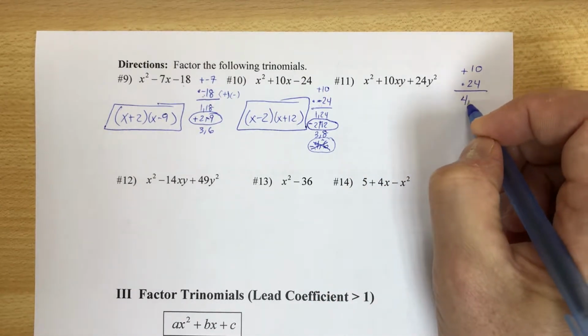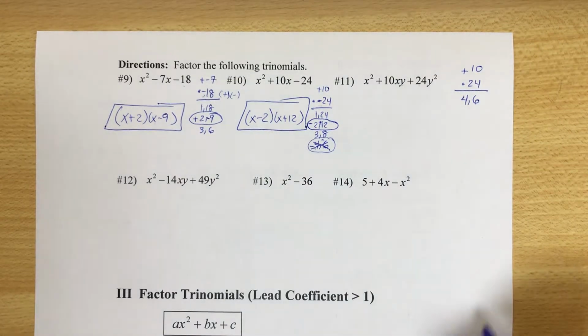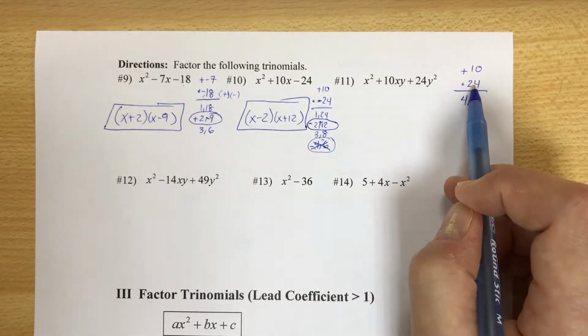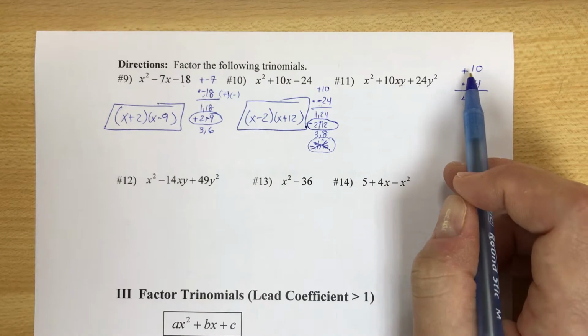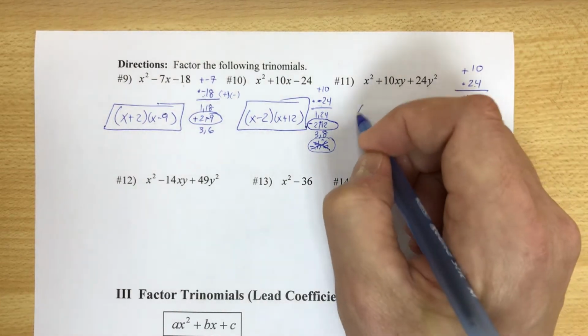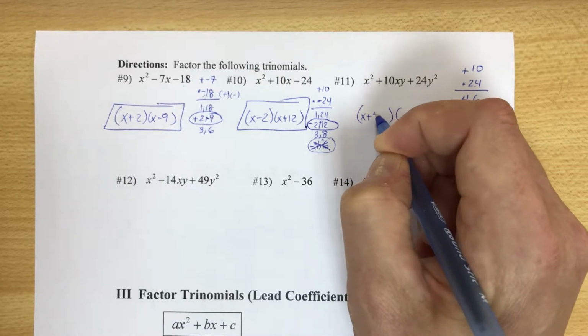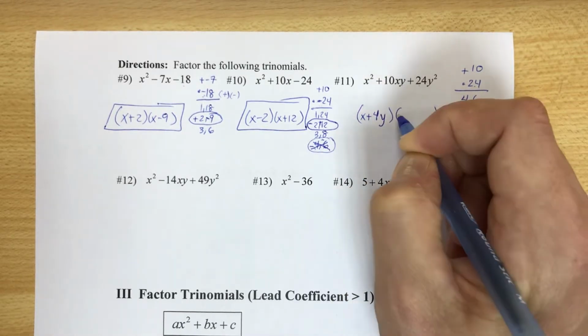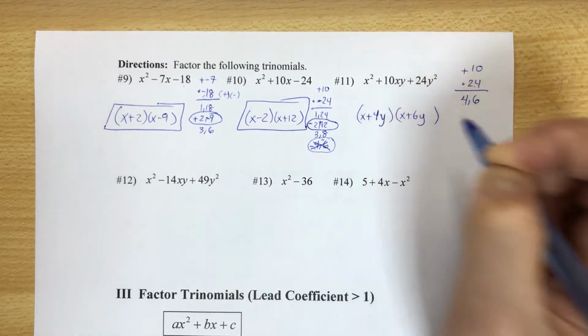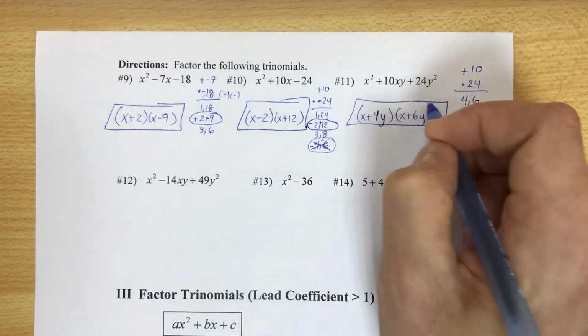This time we use 4 and 6. 4 times 6 is positive 24. 4 plus 6 is positive 10. Now the only thing that I've got to be careful about is when I write this, it's x plus 4y times x plus 6y. That is the answer.